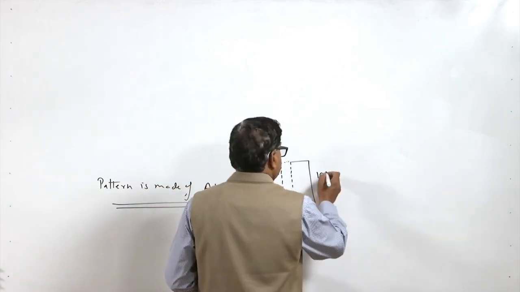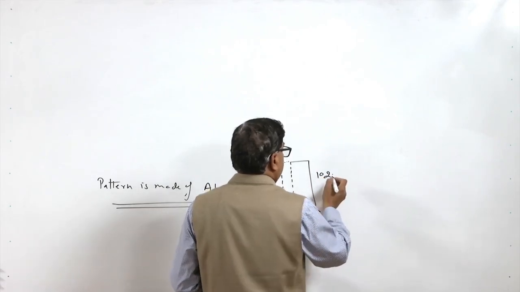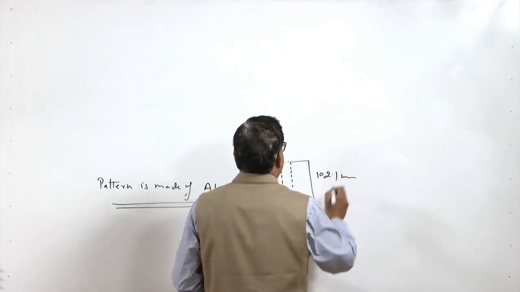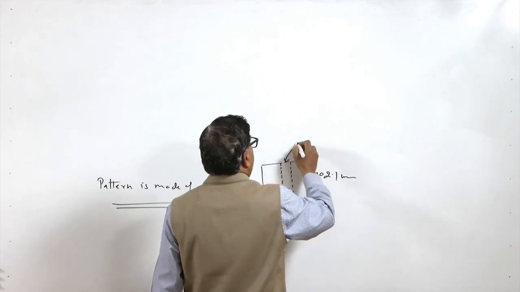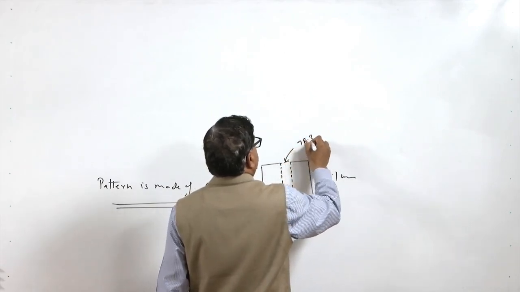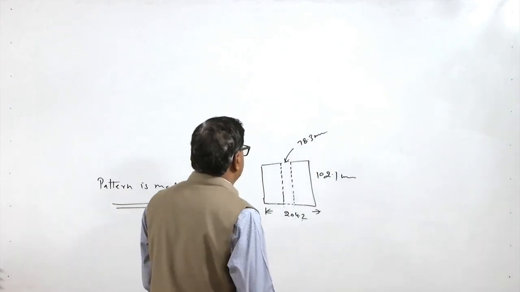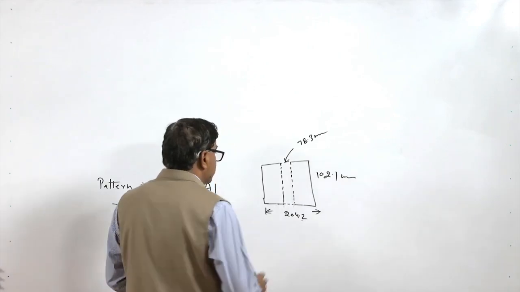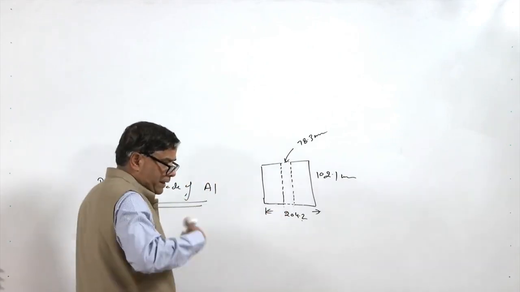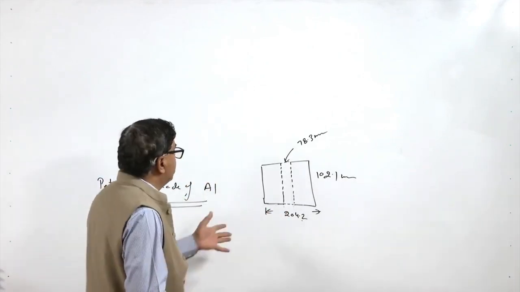This dimension is 2.1 mm, and this is the reduced size of the hole, and it is of the 78.3 mm. Say these are the three dimensions in the front view we have taken of the earlier one. So these are the dimensions which we have got after applying the shrinkage allowance if the pattern is to be made of the wood.